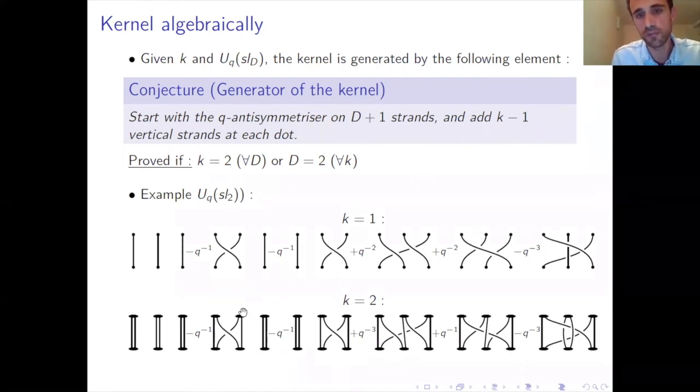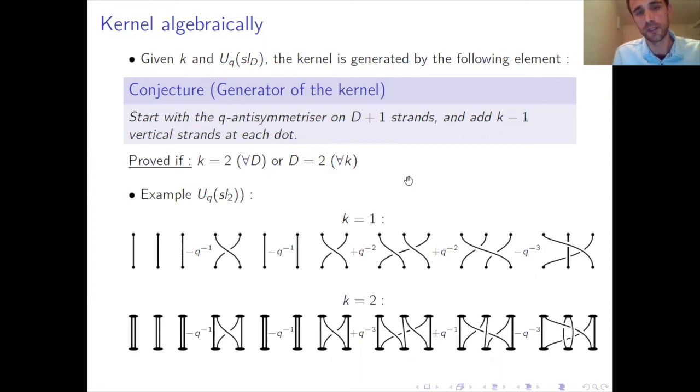For example, if you are interested only in SL2, then it's okay. For SL2, we were able to prove it in general. We are also able to prove it for any SLD if K is 2. So we have two quite nice situations where we proved it, and we conjecture that it must be true in general.